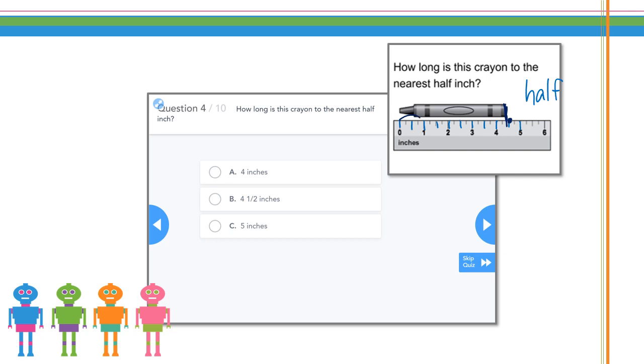Well, we know it's greater than 1 whole. We know that it's greater than 2 wholes. We know that it's greater than 3 wholes. And we know that it's greater than 4 wholes. It's somewhere in between 4 and 5. So if I'm counting by halves, I know that I have 4 wholes, and then this part would be 1/2. So 4 and 1/2 inches. So the correct answer for this one is B.